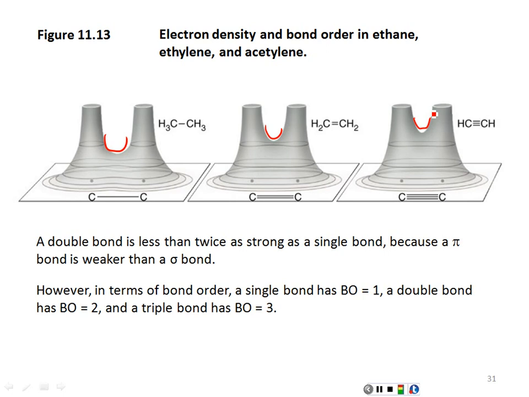But if we talk about bond order, a single bond, a sigma bond, has a bond order of 1. Now, a double bond order is 2, triple bond order of 3. So the bond orders are exact: a double bond has double the bond order of a single bond, but if we're looking at the exact strength of a bond, the bond energy, it's less than twice as strong.